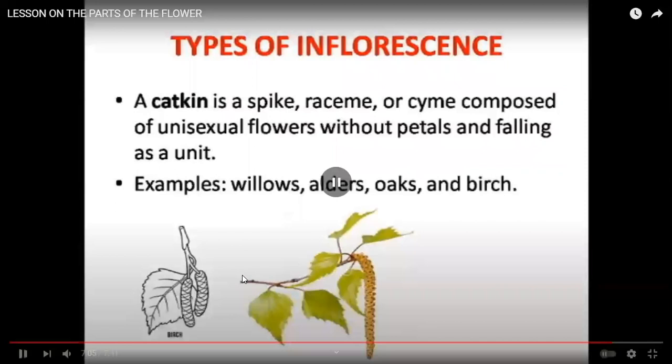The next type of inflorescence that we look at is the catkin. The catkin is a spike, raceme, or cyme composed of unisexual flowers without petals and falling as a unit. Examples are the willows, alders, oak, and birch.